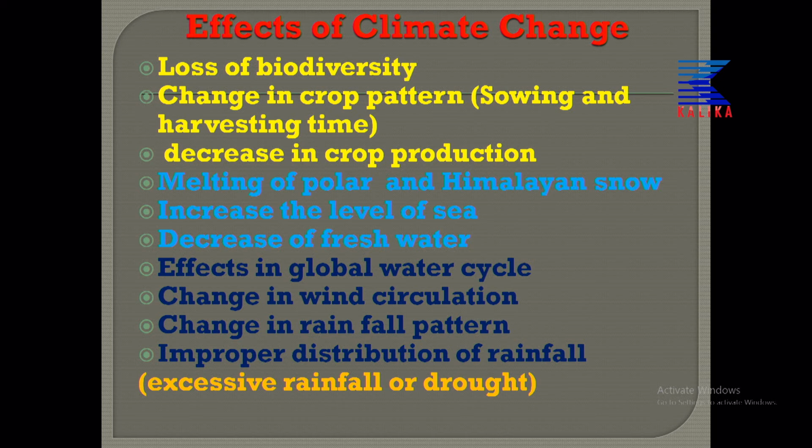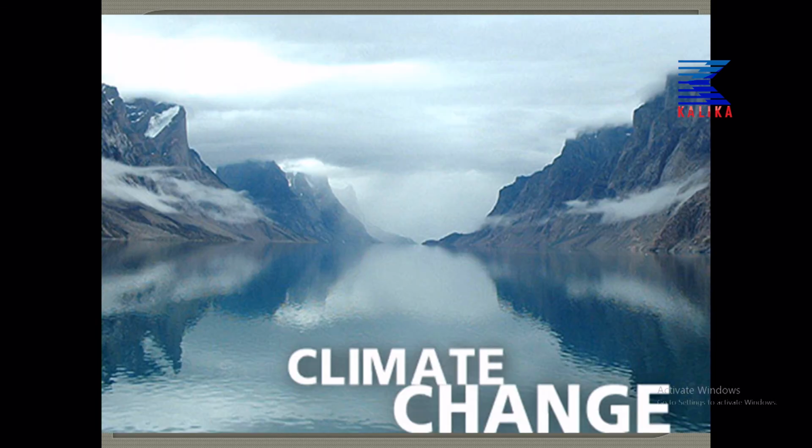So what does it mean? It's excessive rainfall or drought. Some places a lot of rain, some years, some months a lot of rain, and some months or some years, some parts of the world no rain at all, causing the drought. Drought means no rainfall. Okay, so have a look.